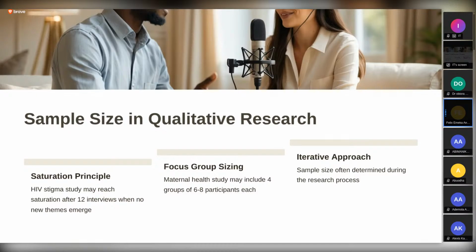And sometimes the sample size is determined during the research process, which is what I just described now. This happens only for qualitative. As you're doing the study, you're determining your sample size. But for quantitative, you will determine your sample size first, before you go to the field.